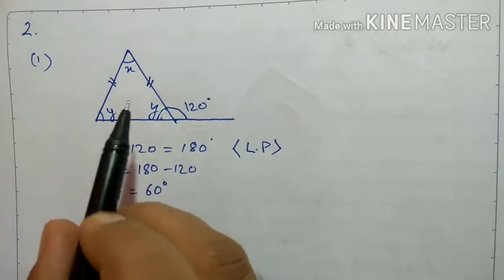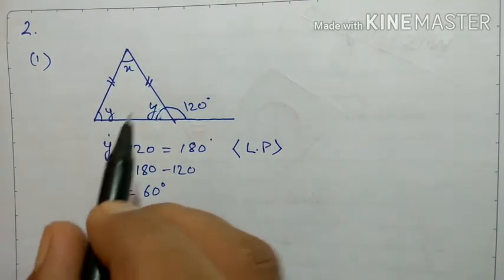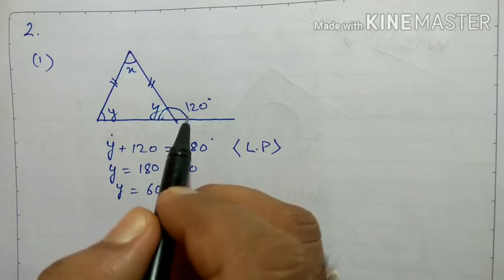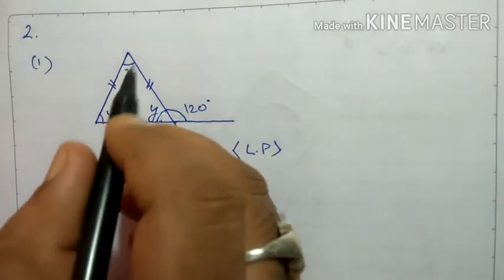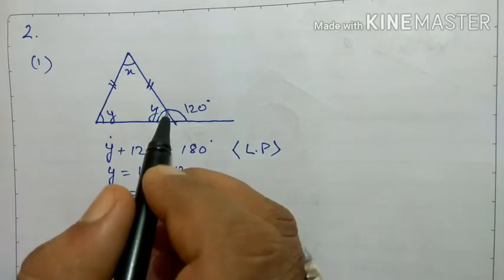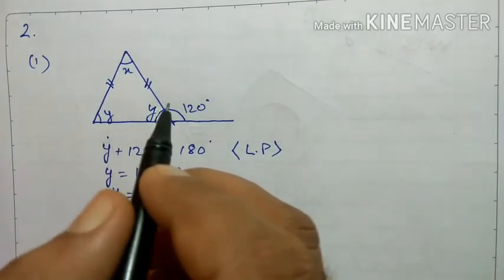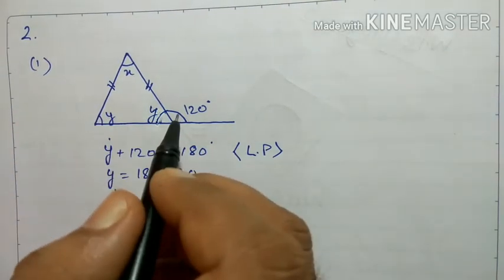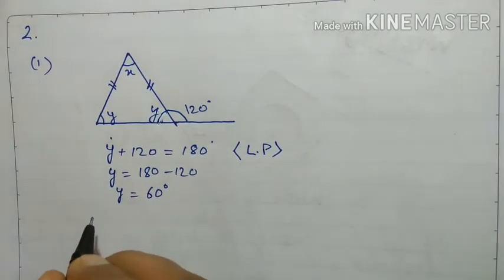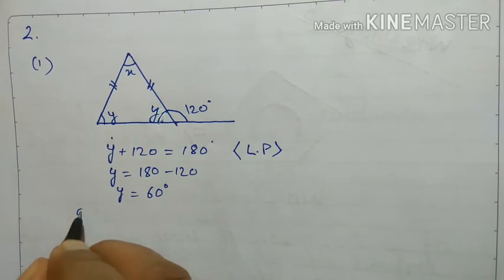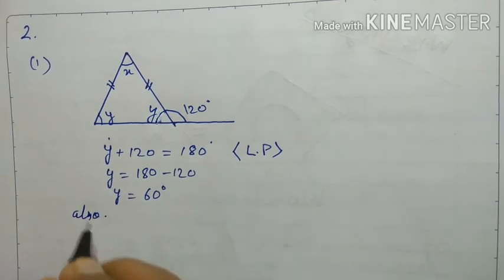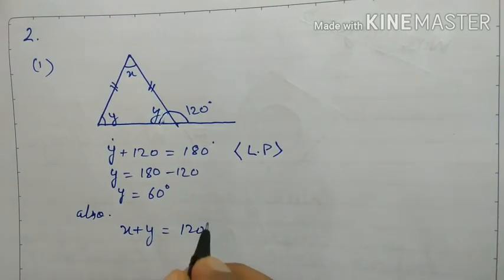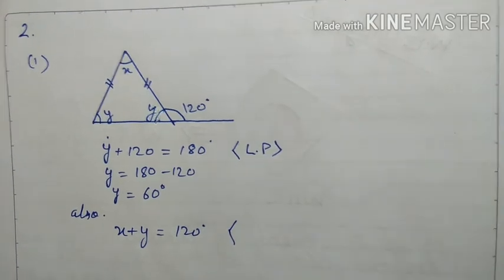Now how do we find angle x? As we know, this is an exterior angle of the triangle. The exterior angle is equal to the sum of its two opposite interior angles. For this exterior angle, the interior opposite angles are x and y. So we write x plus y is equal to 120 degrees.